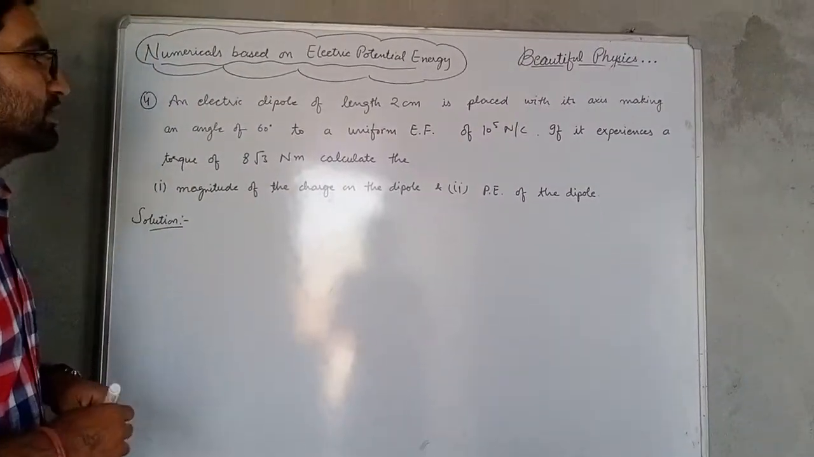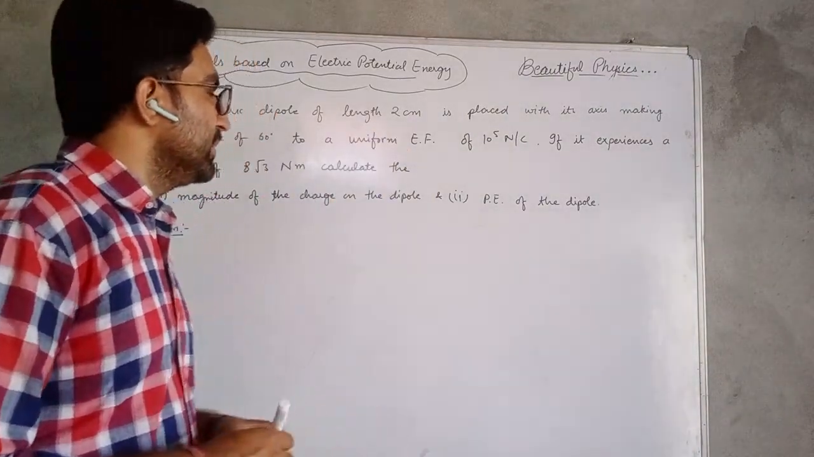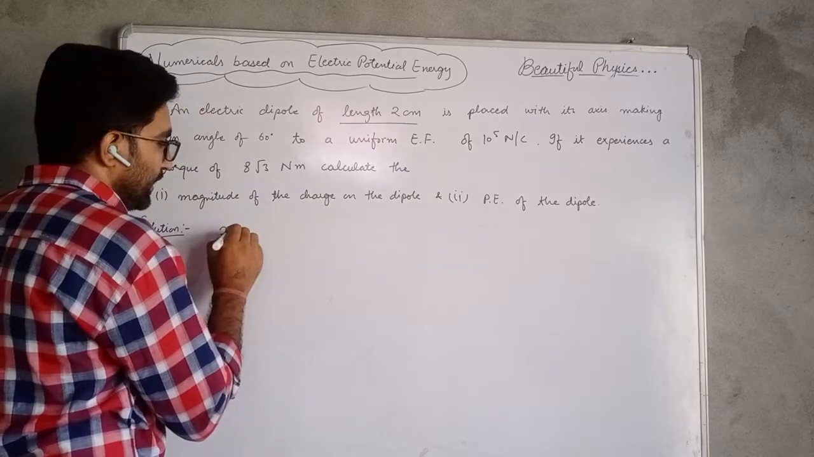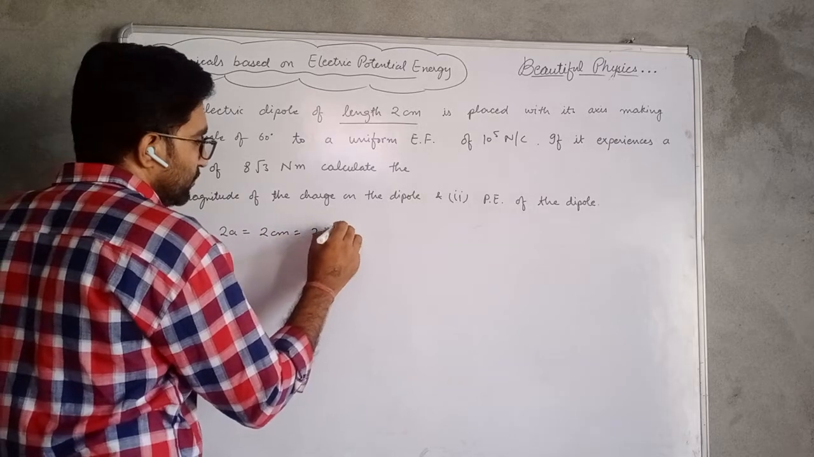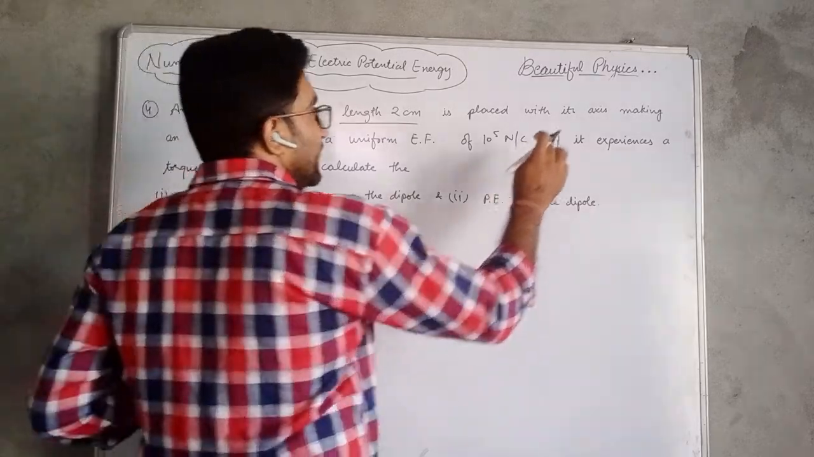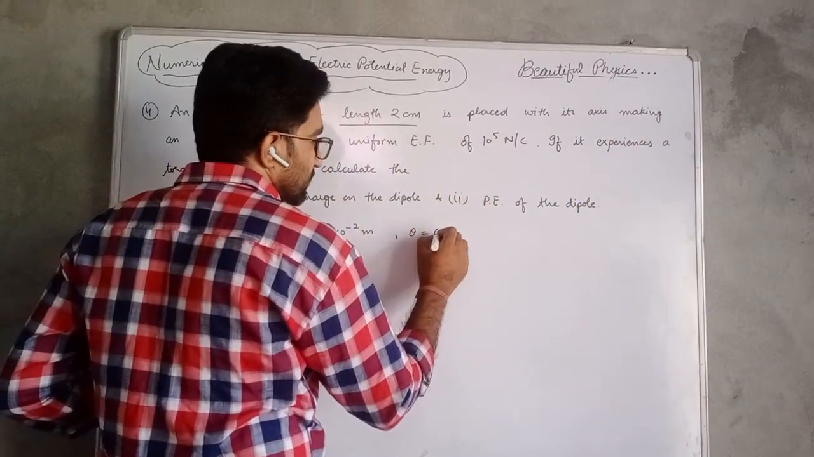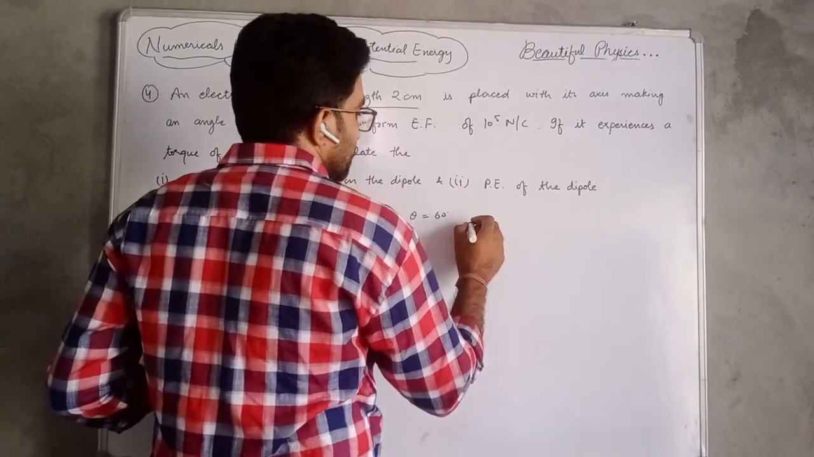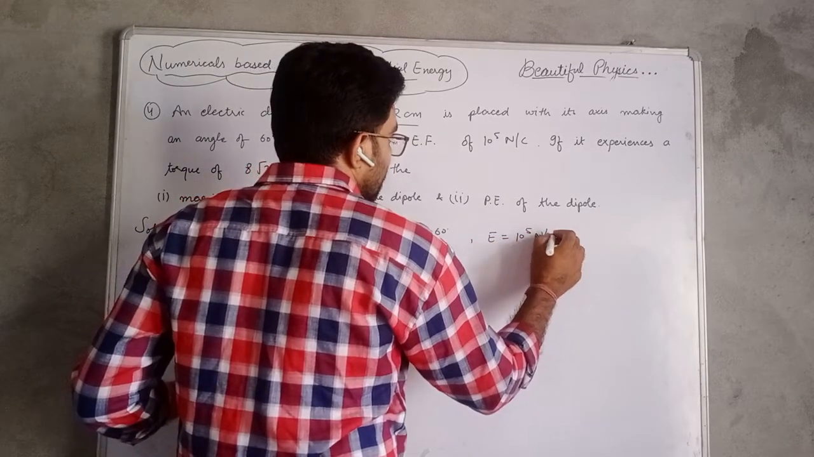Let's take the next numerical. An electric dipole of length 2 cm. So they have given that the length of the dipole is 2 cm, meaning 2A is equal to 2 cm, which is 2 into 10 raised to power minus 2 meter, is placed with its axis making an angle of 60 degree. So here theta is equal to 60 degree to a uniform electric field, where the strength of electric field E is 10 raised to power 5 Newton per coulomb.